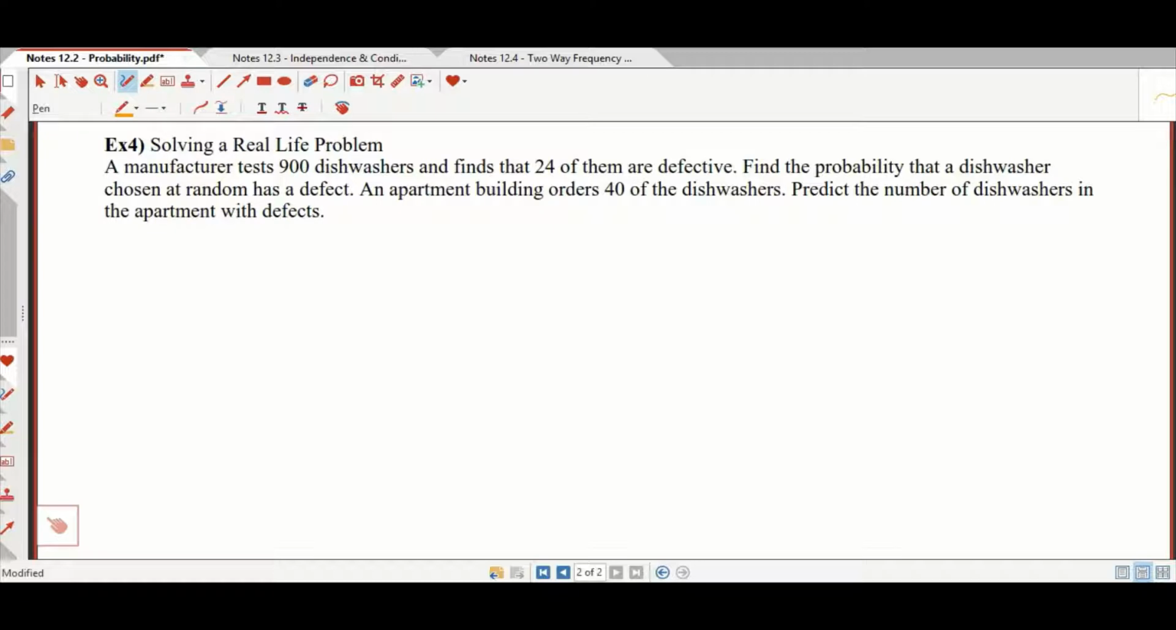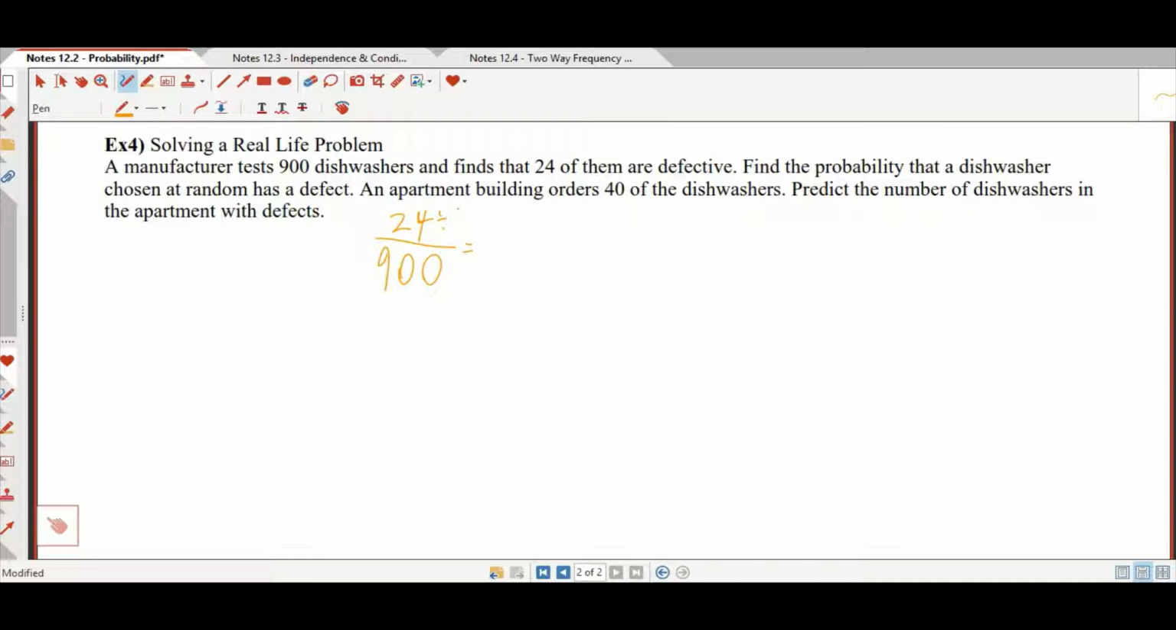Solving a real-life problem. A manufacturer tests 900 dishwashers and finds that 24 are defective. Find the probability the dishwasher chosen at random has a defect. An apartment building orders 40 of the dishwashers. Predict the number of dishwashers in that apartment building that are defective. So there's 24, and this is why we didn't want to call this a desirable outcome, because there are 24 defective dishwashers we're trying to measure out of the 900, which really seems like an awful lot.